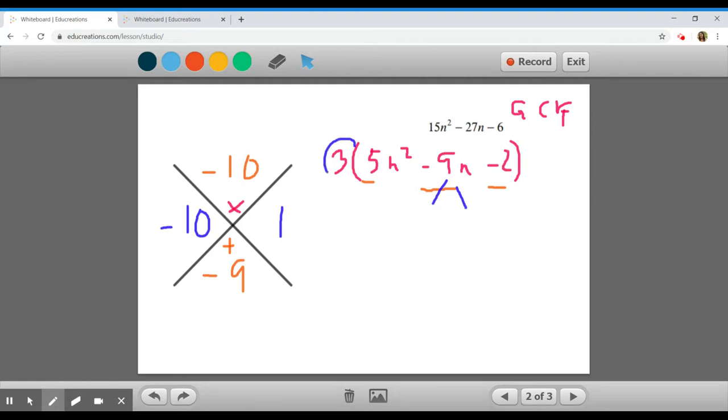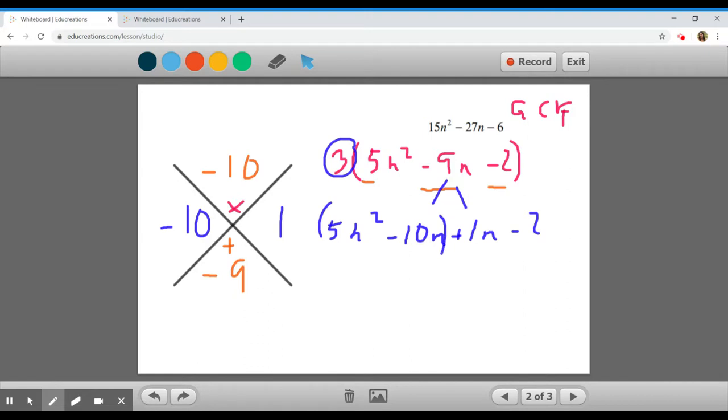So for right now, I'm going to stop writing the 3 just to keep things nice and neat. It's going to be important to remember at the end that it is a factor. Just looking at the trinomial inside parentheses, I can rewrite 5n squared, and then it doesn't matter which order I break up that middle term. I could write minus 10n plus 1n, or vice versa. I'm going to stick with just how I wrote it in the X box, minus 10n plus 1n minus 2.